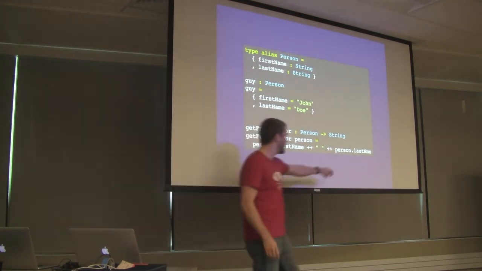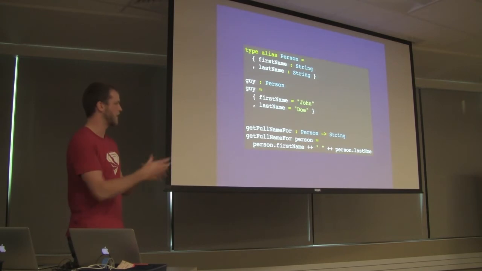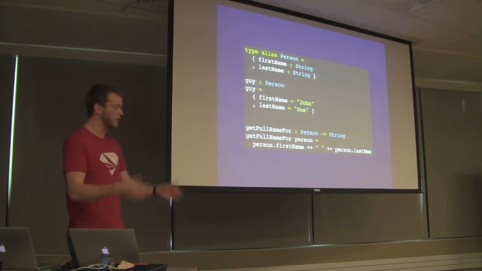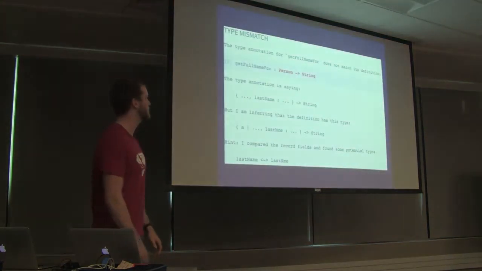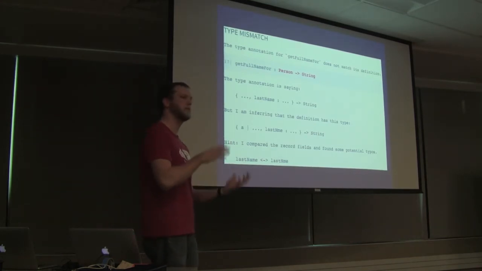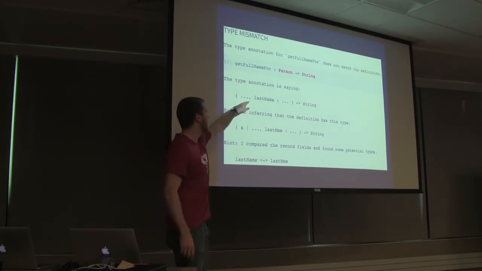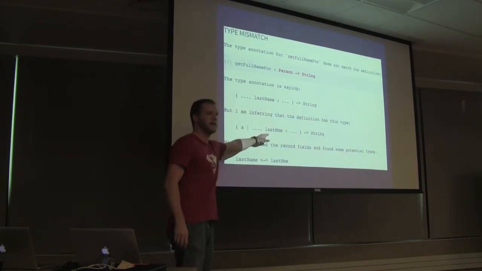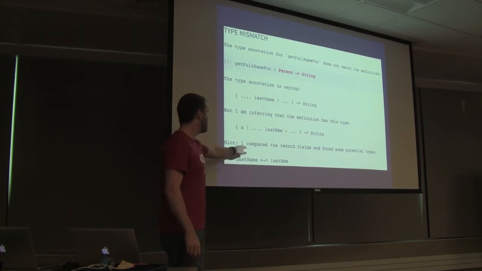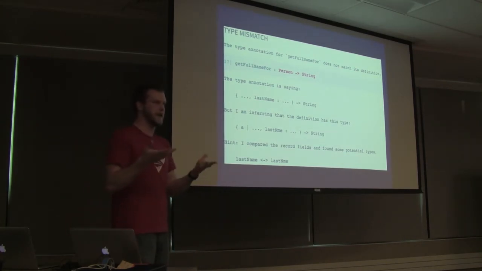But if you look at what I did here, there's a typo, which you can do in JavaScript and it'll return undefined. Again, Elm, no undefined. What the compiler will say is, hey, you told me you're giving me a function that accepts a Person and returns a String. More specifically, you're going to give me something that had a lastName, but you gave me something that had a lastNme. By the way, I compared the record fields and found some potential typos. So the compiler has a typo check here.